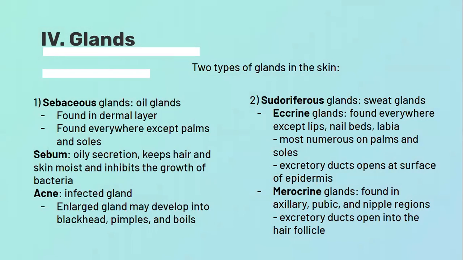There's sebaceous glands, which are oil glands, and these are found in the dermal layer, the dermis, which is, as you would call, the inner layer that's below your epidermis. And sebaceous glands are found everywhere except for your palms and your soles. So there's no oil secreting from your palms and your soles.